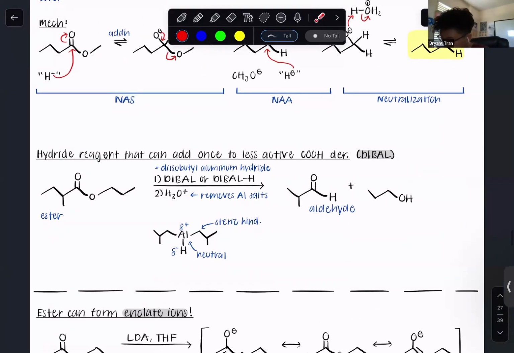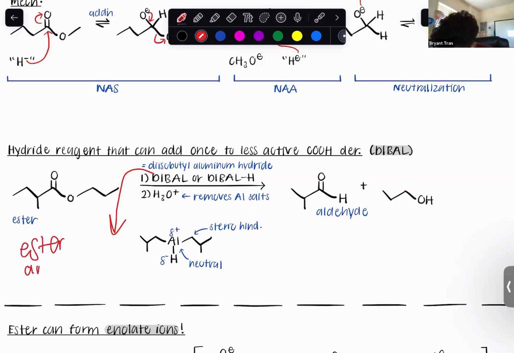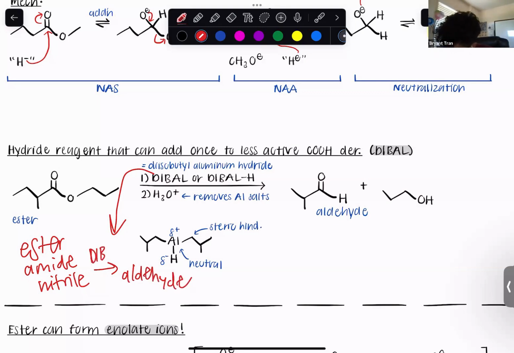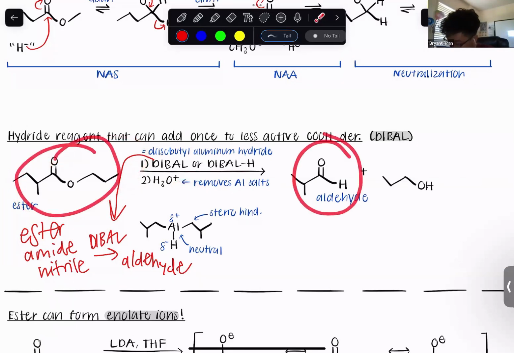Okay. Now there's a specific reducing agent that can add once to the less reactive carboxylic acid derivatives, which is DIBAL, right? DIBAL is going to convert 3 functional groups to the aldehyde. It's going to convert the ester, amide, or nitrile to an aldehyde, right? And we just need one equivalent of that, okay? We see here this is an ester. When we use DIBAL with acid workup, we convert that ester into this aldehyde right there.